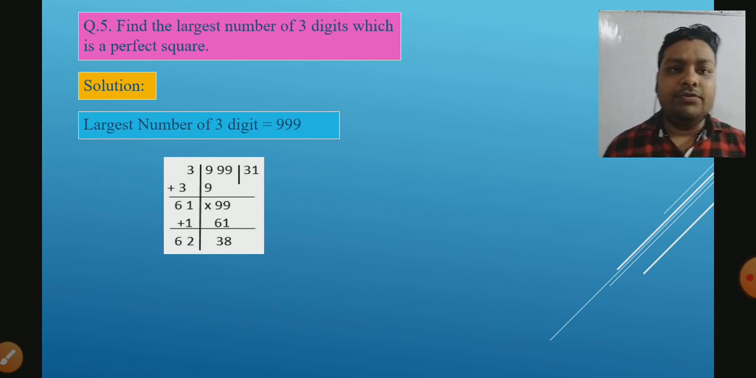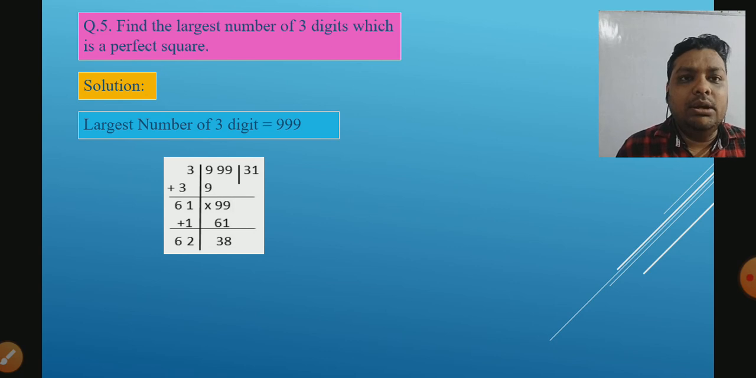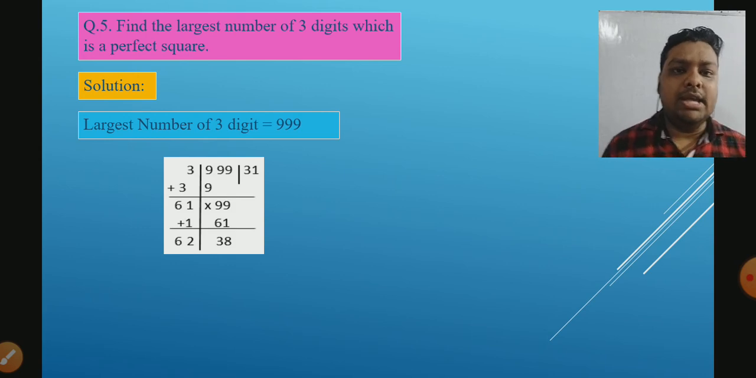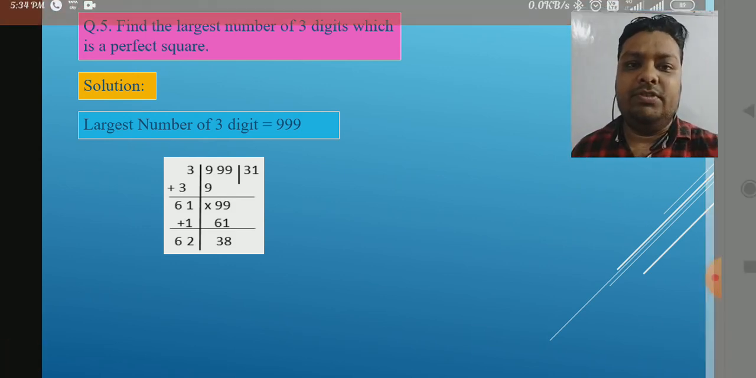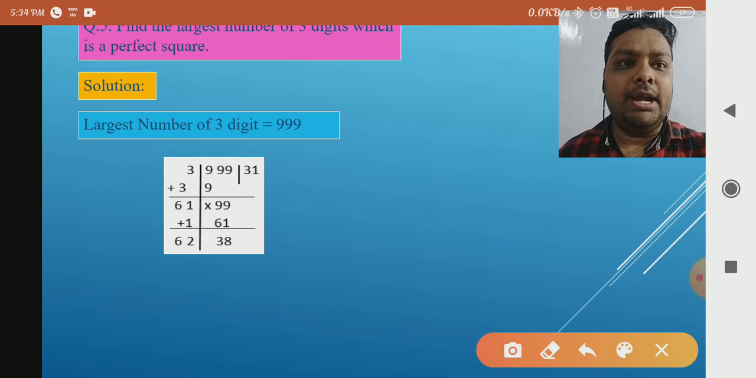Okay, now here you can see what process we will follow in this question. At first we will take 999. So at first we will start from the last. So the last digit is 9. It means there are 3 digits, hundreds digit, tens digit and unit digit. So we will start from the unit digit. Then the unit digit and tens digit we will take as same.